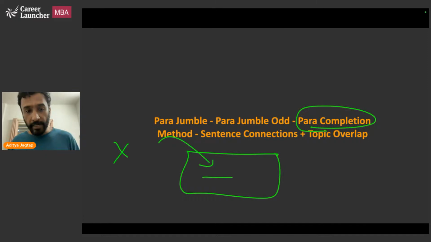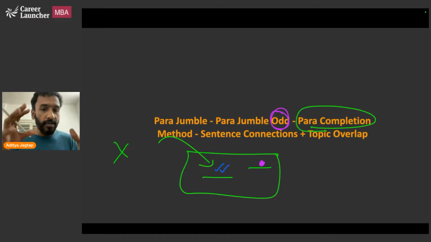So that means you need to know that if I place sentence X here in this position, then it will be odd. It won't play a correct role. It does not play a clear role. However, if I place sentence X in this position, then it perfectly fits in. So what you're trying to do is a combination of parajumble and parajumble odd questions. This is what a paracompletion or fill in the blank question is.